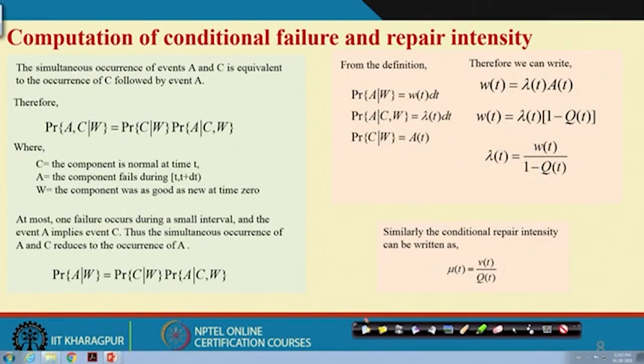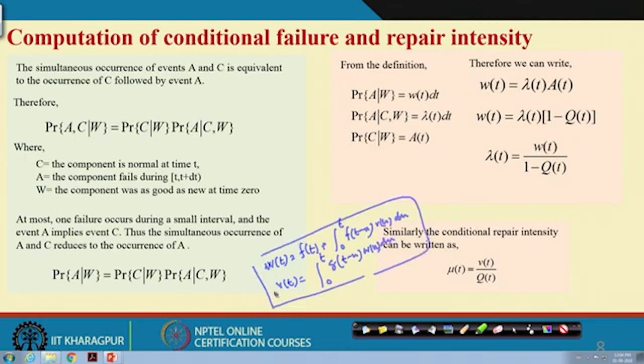So, before going to computing the conditional failure and repair intensity, you must know the two important formulas we have discussed. One is w(t), that we say f(t) plus integration 0 to t f(t-u) v(u) du. Another one we discussed is v(t), that we say 0 to t, then g(t-u) w(u) du. These two formulas talk about unconditional failure intensity and unconditional repair intensity. And you see that what you require to know is the failure density and repair density. Okay.